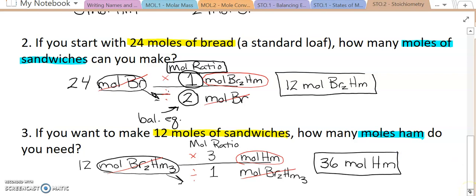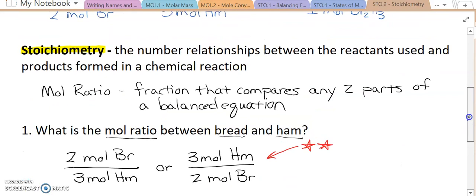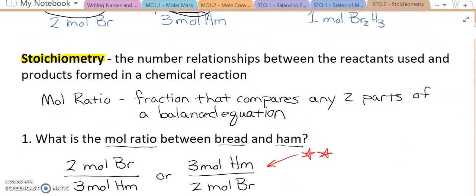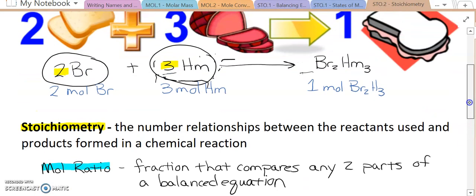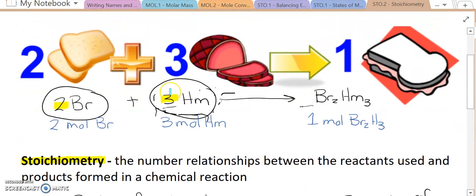So with stoichiometry, it is about the relationship between different parts of the chemical equation. And when we take a look at stoichiometry, the key part of stoichiometry is going to be the mole ratio. Mole ratio is just that relationship between any two parts to a balanced equation. Your equation has to be balanced. But that is going to allow you to be able to switch between, hey, I've got this much ham. How many sandwiches do I have?